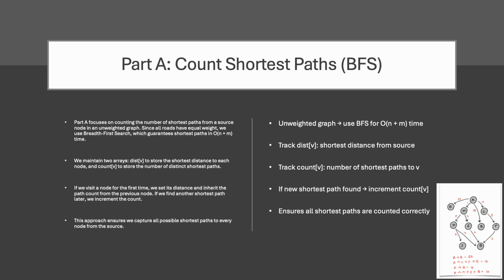So if we visit a node for the first time, we set its distance and inherit the path count from the previous node. If we find another shortest path later, we increment the count. This approach ensures we capture all possible shortest paths to every node from the source.